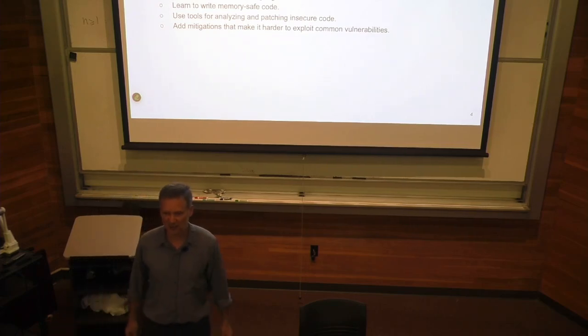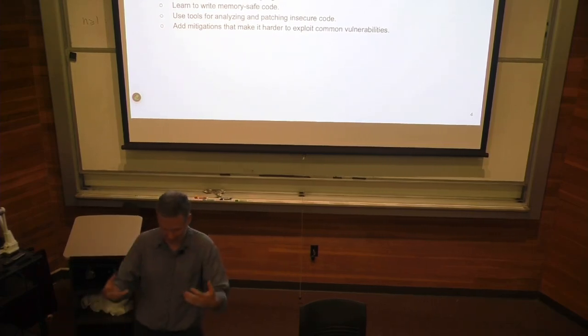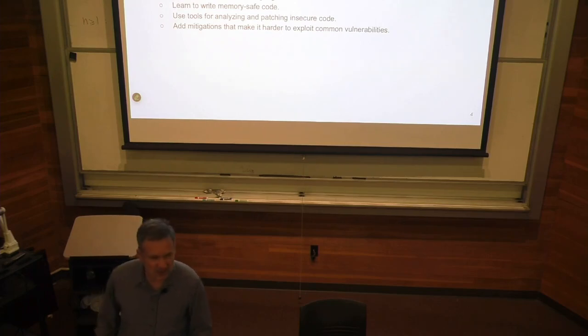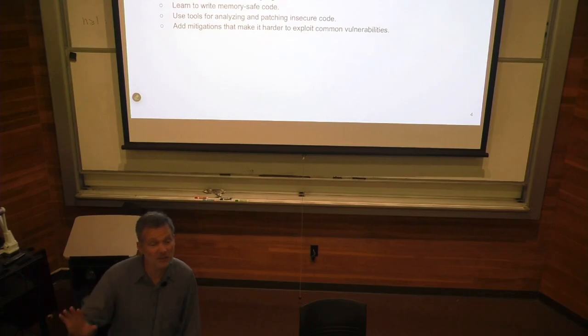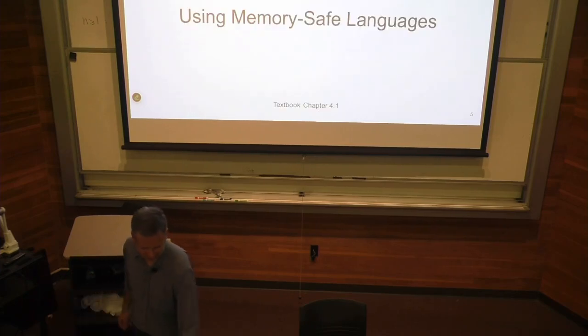So that when you write code, you will be thinking about this and take care. Another way is to use tools to help us go find instances of these vulnerabilities. And another way is to modify the compiler or the runtime system or the operating system to make it harder to exploit these bugs. So that if the bugs do exist, then it's more work for attackers.